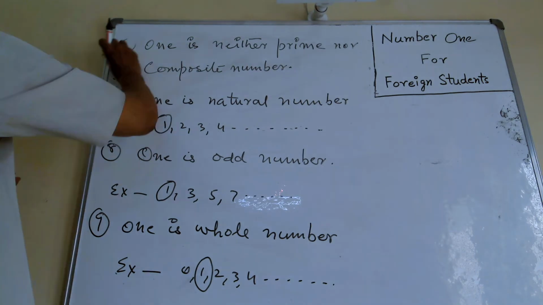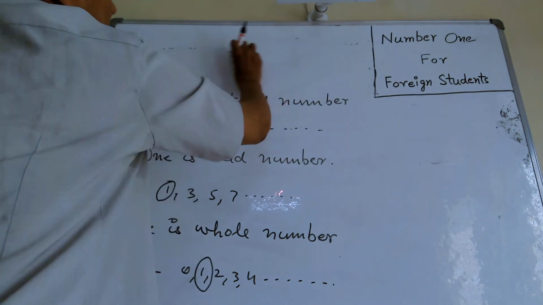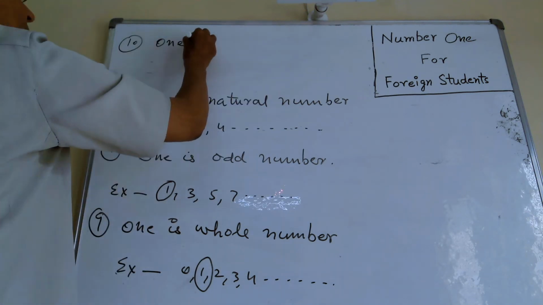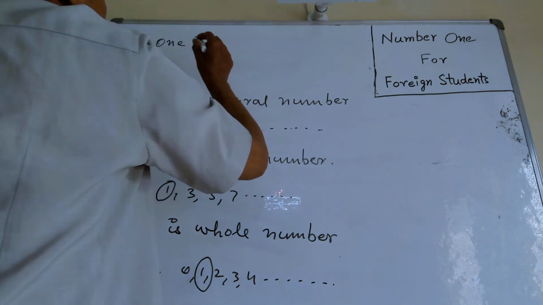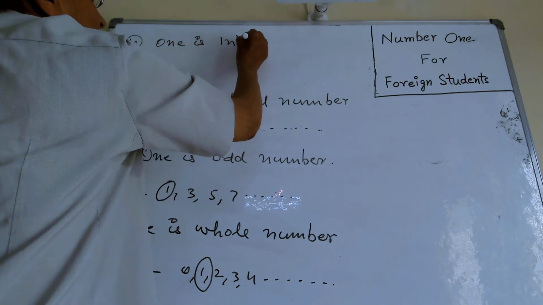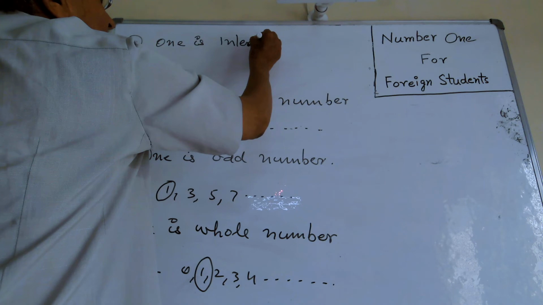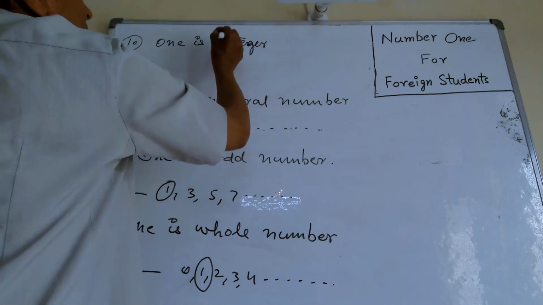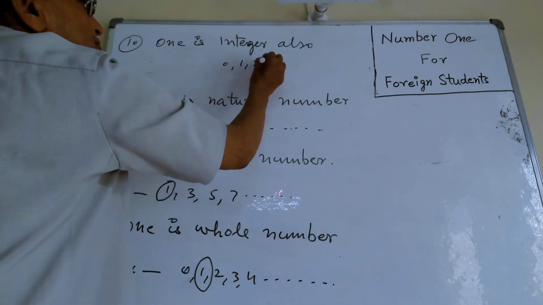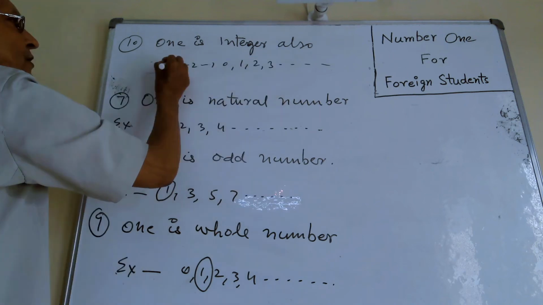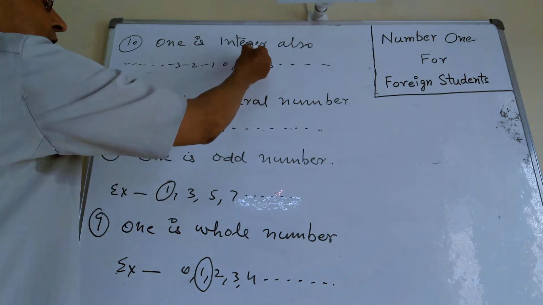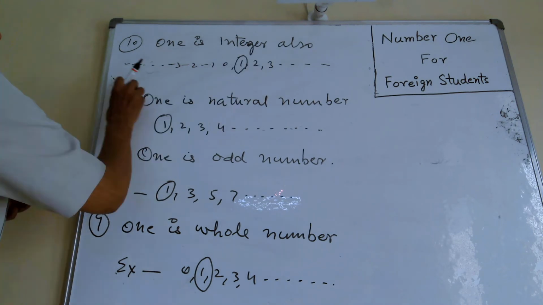Now 10th property. 1 is an integer also. Here you see 0, 1, 2, 3 and -1, -2, -3. These are the integers. 1 is here, you see. 1 is an integer also.